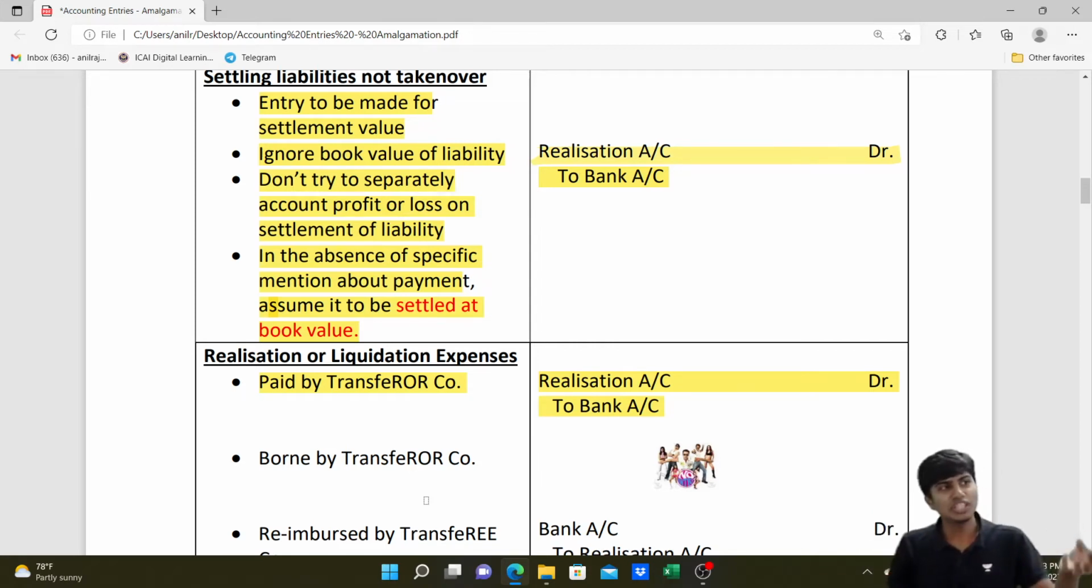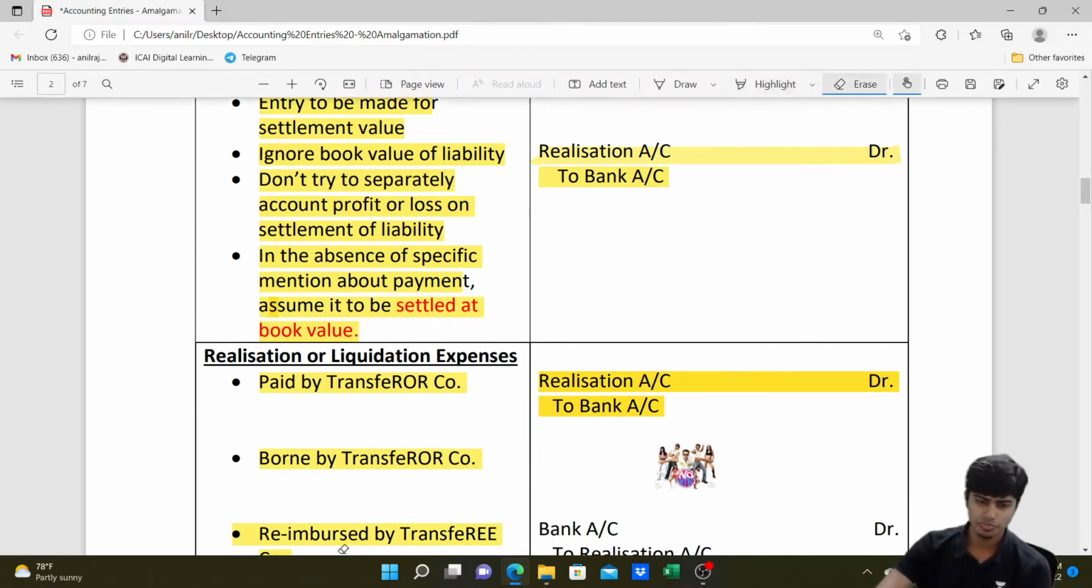Why? P&L is also closed by transfer to shareholders. And here we are transferring straight away to the realization account, from where we'll find realization profit or loss, which will again go to the shareholders account. So we don't have to identify and transfer this separately to the P&L account. Straight away write realization to bank and let it affect our realization profit and loss. There is no entry. What is this? For expense borne by transferor, there is no entry.